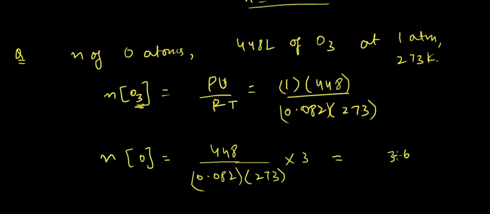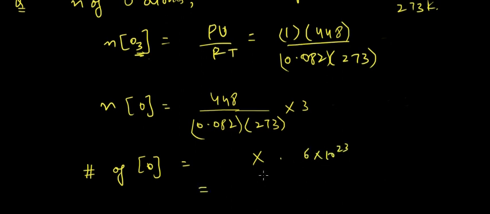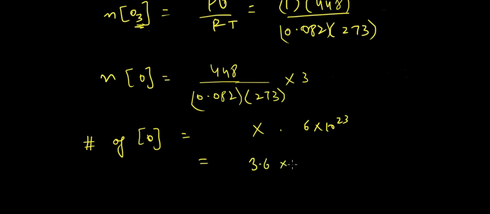This is the number of moles of oxygen atoms, and if you have to calculate the number of oxygen atoms, then you have to multiply this by Avogadro number, which is 6.022 times 10 to the power 23. You can calculate it and it should come out to be 3.6 into 10 to the power 25 atoms.